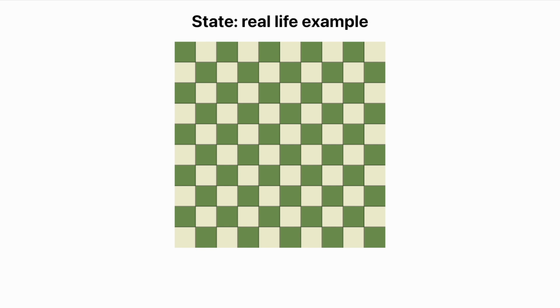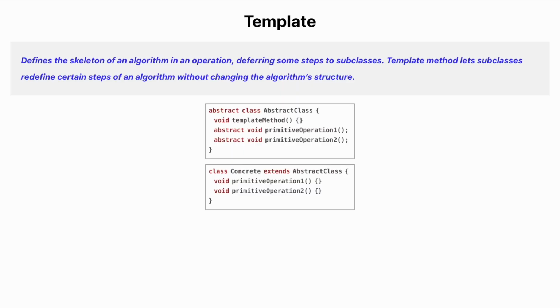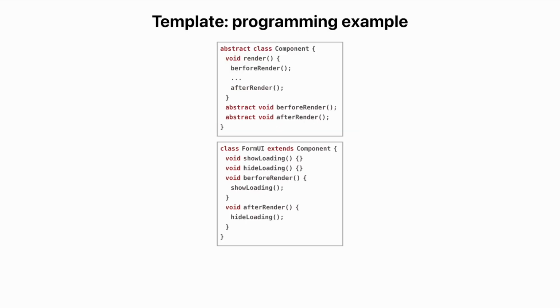Template defines the skeleton of an algorithm in an operation, deferring some steps to subclasses. The template method lets subclasses redefine certain steps of an algorithm without changing the algorithm structure. Here, there is an abstract class which implements the template method operation. In the template method operation, some primitive action methods are called which can be overridden in the subclass to provide specialized behavior. For example, many UI frameworks create a UI using a UI component which has some hooks like before render and after render to perform specialized actions in the subclass.